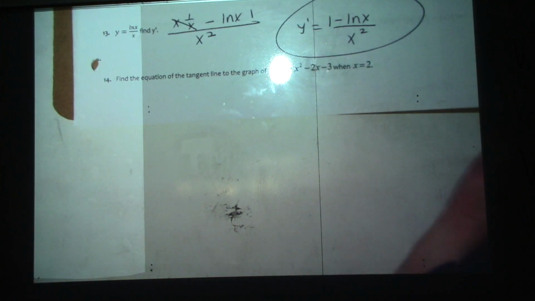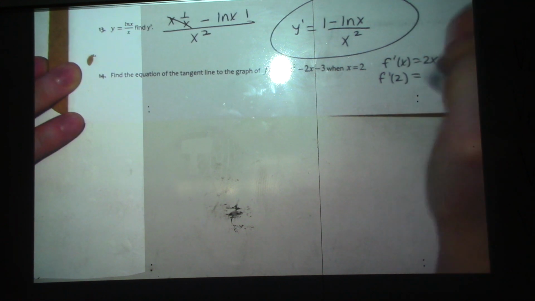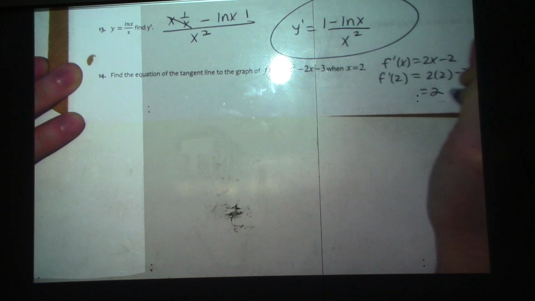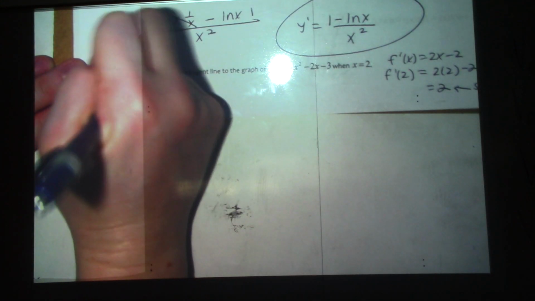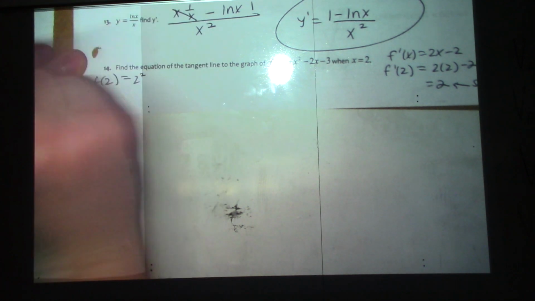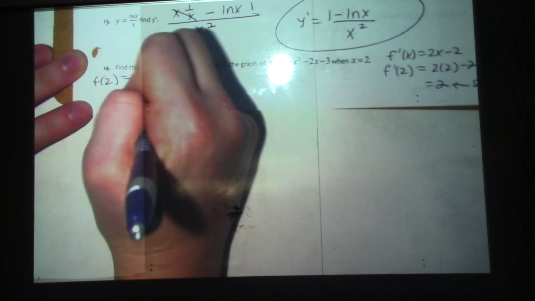Equation of the tangent line, so I find my derivative first, so f prime of x is 2x minus 2. Then the derivative at 2 is 2 times 2 minus 2, 4 minus 2 is 2, so that is my slope. And then I need to find my point, so f of 2 would be 2 squared minus 2 times 2 minus 3. That's 4 minus 4 minus 3, so it's just negative 3, so then 2 comma negative 3 is my point.